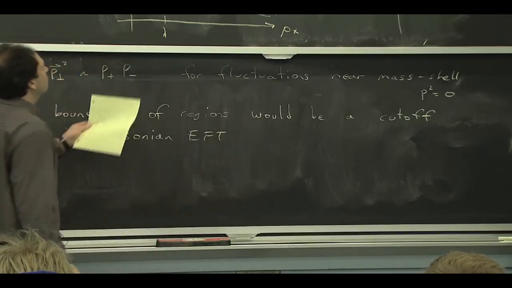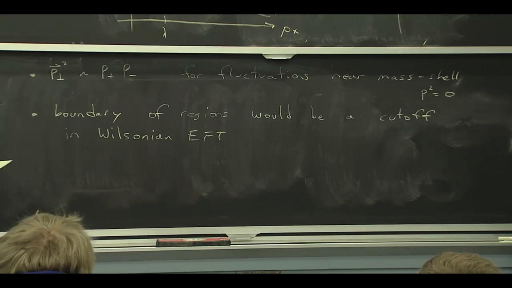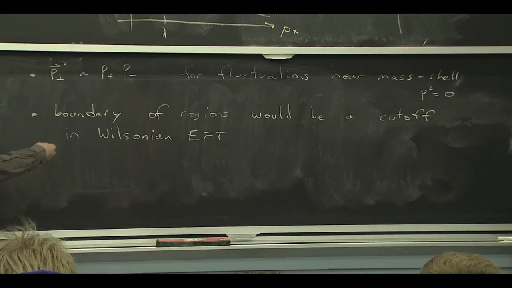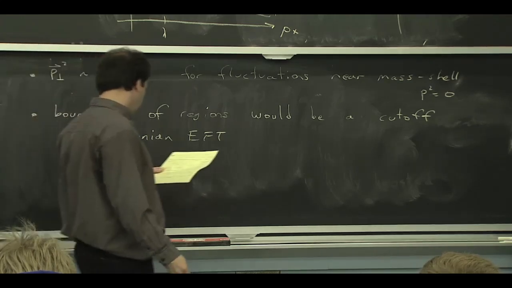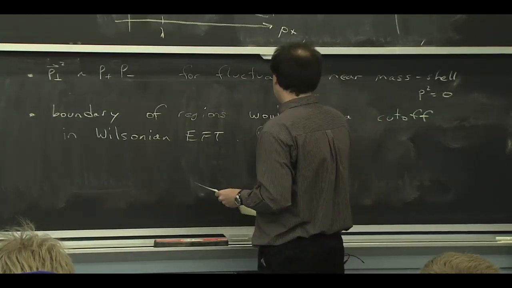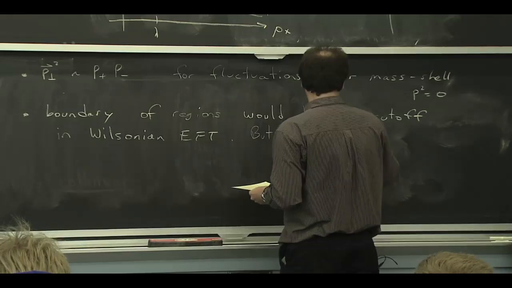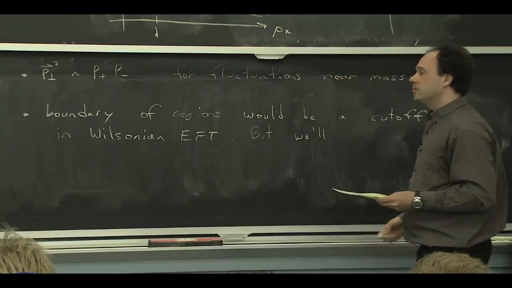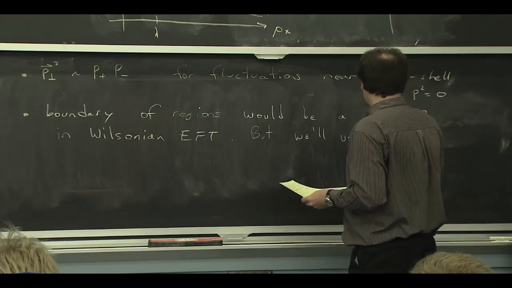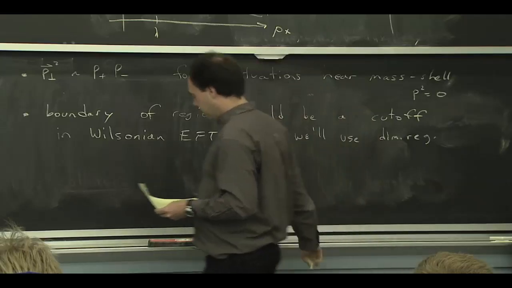And then we would just take these regions and I would literally carve them out in the way that I drew. I would carve out some cutoff between them, and I would decide who's in the soft region, who's in the collinear region, based on those hard cutoffs. But we don't want to do that, actually, because it would mess up all sorts of symmetries. In particular, it would mess up gauge symmetry, which is an important thing when you're talking about gauge theory. So we're going to use dimensional regularization, as we have for other problems.